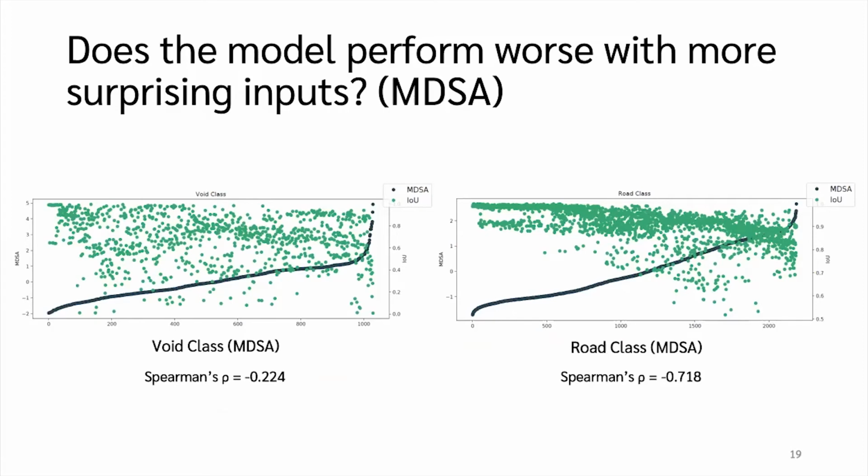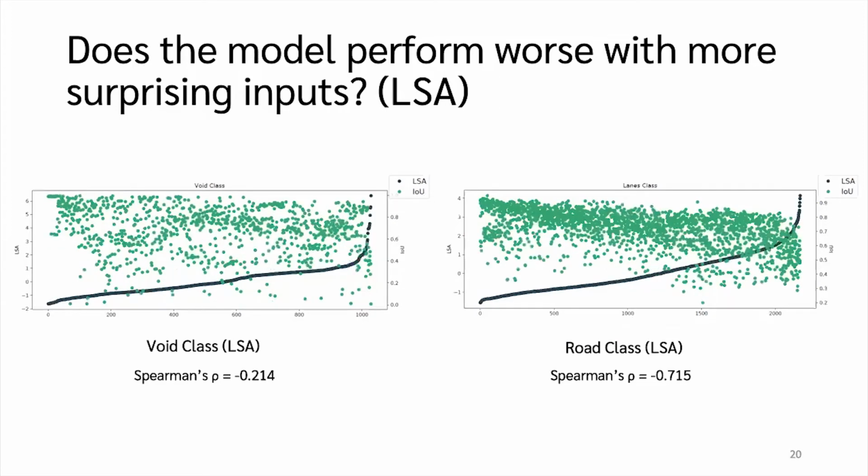For each input image in the test set, one green and one black circle are plotted. The green represents the IOU for a class or class group in the image, whereas the black represents the SA value. We can observe the negative correlation in the load class, but in the case of the void class, there is no clear correlation. When we compute LSA, similar patterns are found. The void class still shows noisy results, but the load class shows negative correlation.